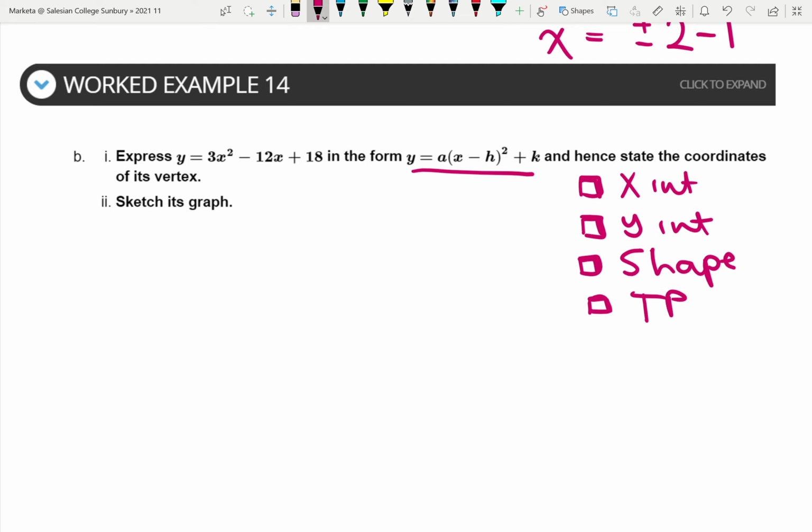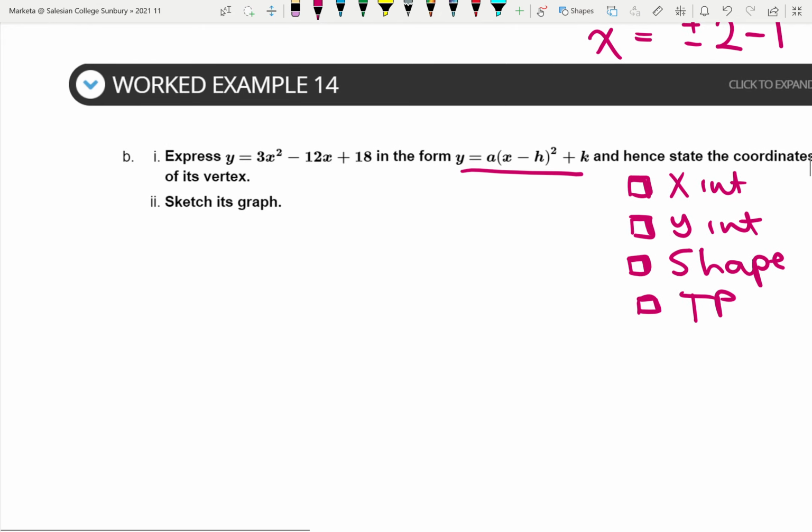So all these three are included in any graphs that you will do in Year 11, x-intercepts, y-intercepts and shape, and then you have a special feature. And for quadratics, that is our turning point. So look, let's put this into turning point form, and that will involve completing the square. So to complete the square, I need to take the 3 out because we have to have nothing in front of the x squared.